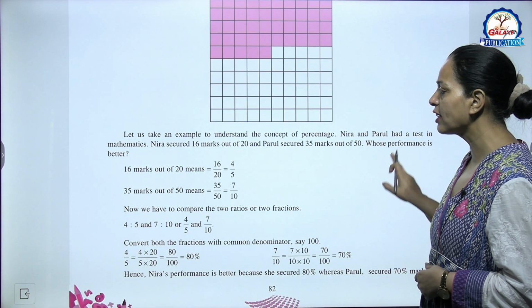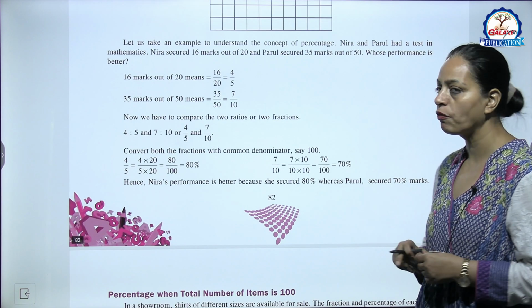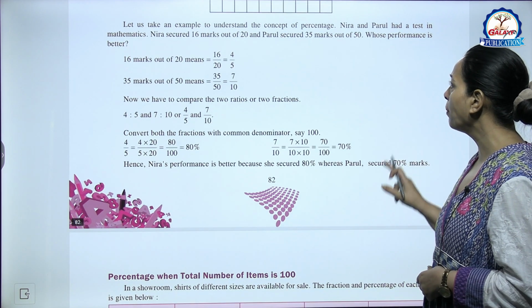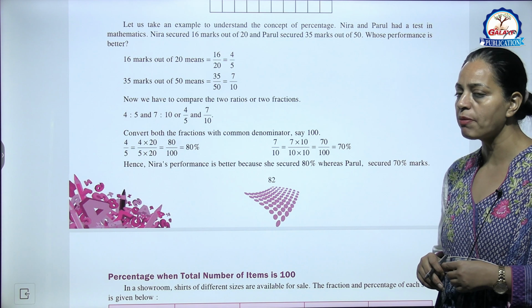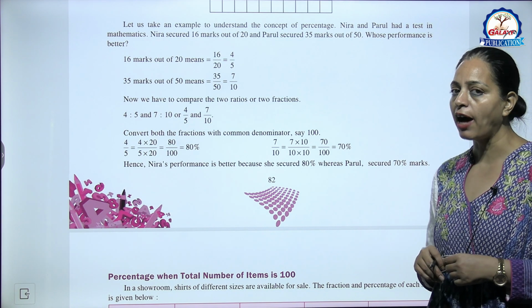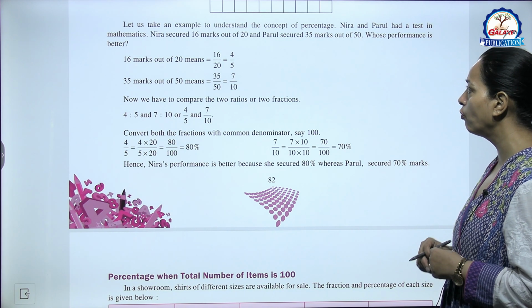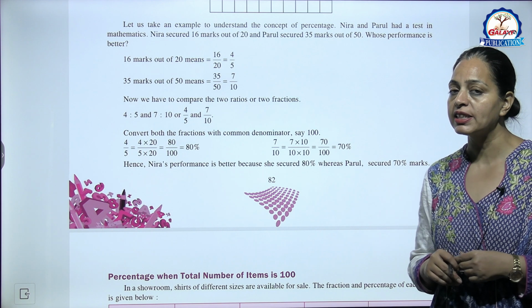Now let us take an example to understand the concept of percentage. Neera and Parul had a test in mathematics. Neera secured 16 marks out of 20 and Parul secured 35 out of 50. So whose performance is better?